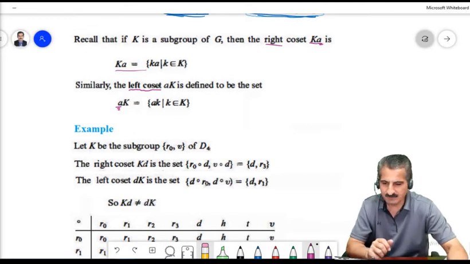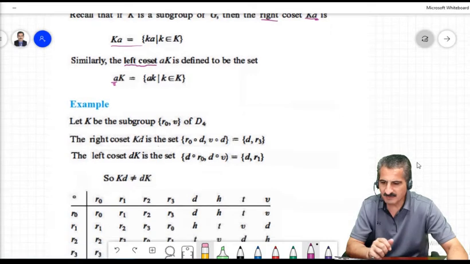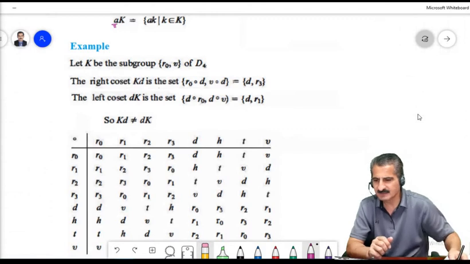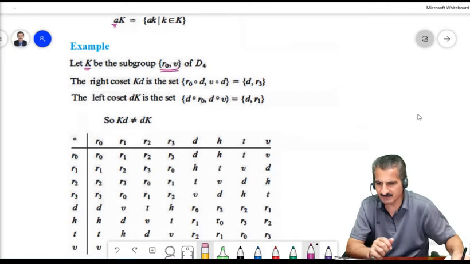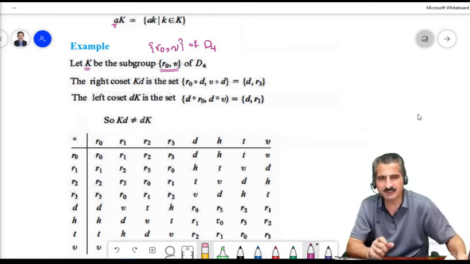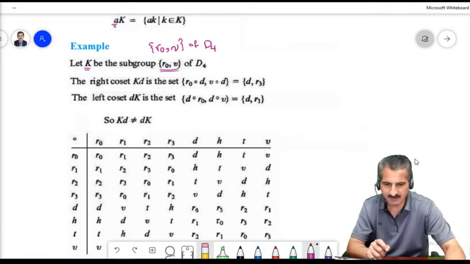Okay, so let us see. This is an example here. If we choose K to be the subgroup R0 and V, in case this is not clear, let me write them here: R0, which is the identity, and V, of D4. This is a subgroup of D4. And V is a reflection about the line y equal negative x. Anyway, we assume we know the multiplication table of D4.